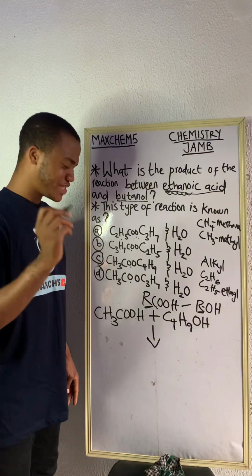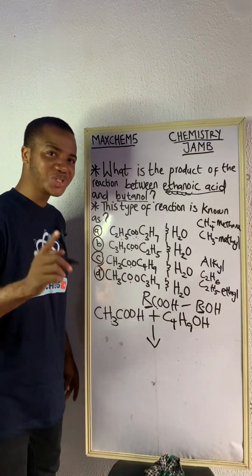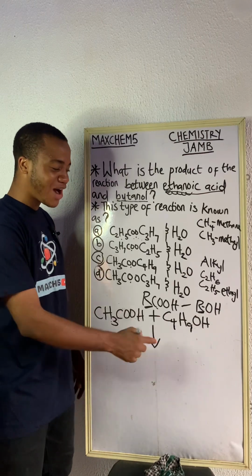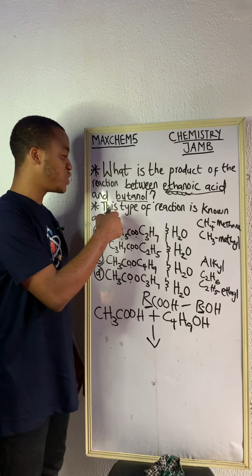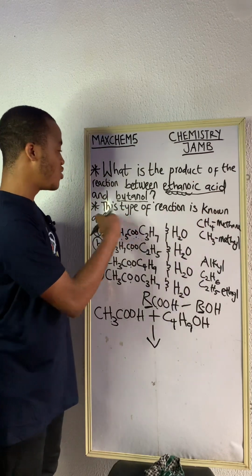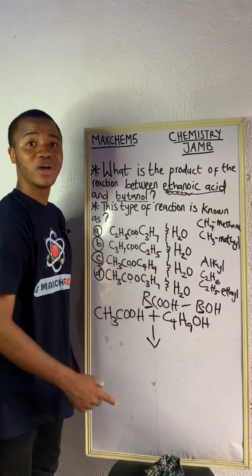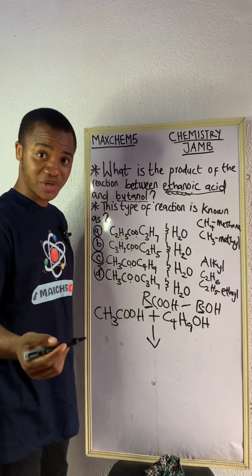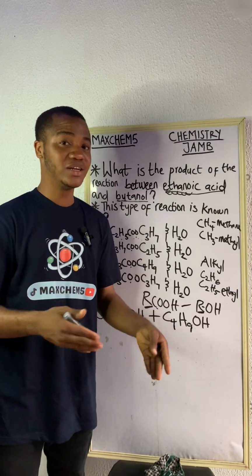To solve this question, see, this is an alkanoic acid and this is an alkanol. The reaction between an alkanoic acid and an alkanol has a special name. And that is why I actually wrote this question. The reaction between an alkanoic acid and an alkanol is called an esterification reaction. And the product of an esterification reaction is an ester and water.